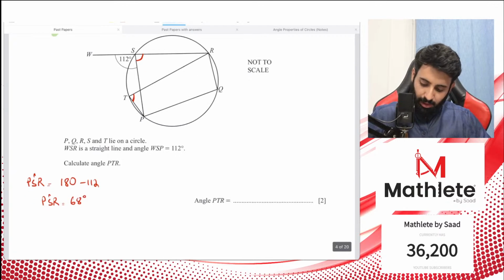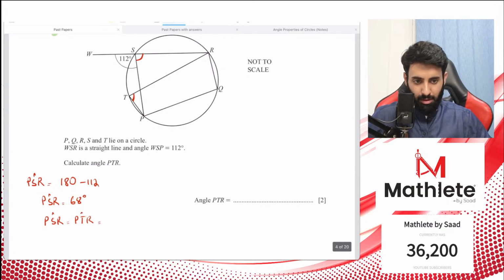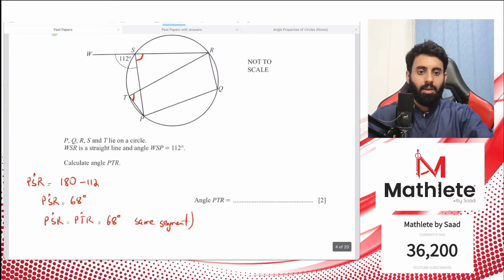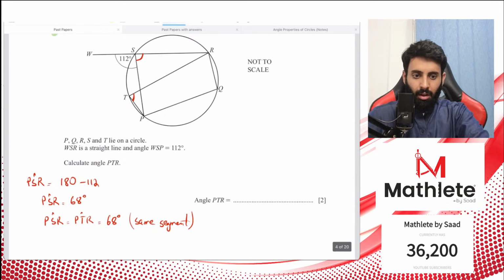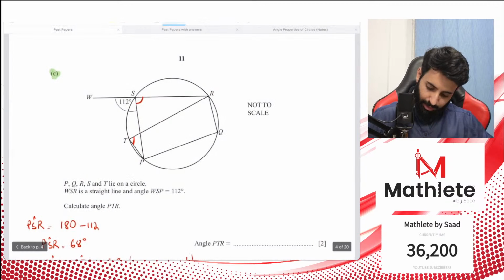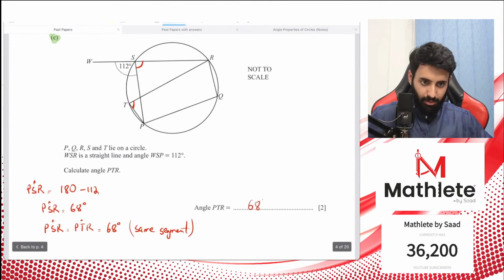Now, PSR is going to be equal to PTR. Why is that? Although the question is not asking you for reasoning, they're going to be the same, and the reason behind that is 68 degrees, same segment. Same segment. Okay, there you go. All right, that's that. Let's write the answer over here: 68 degrees.